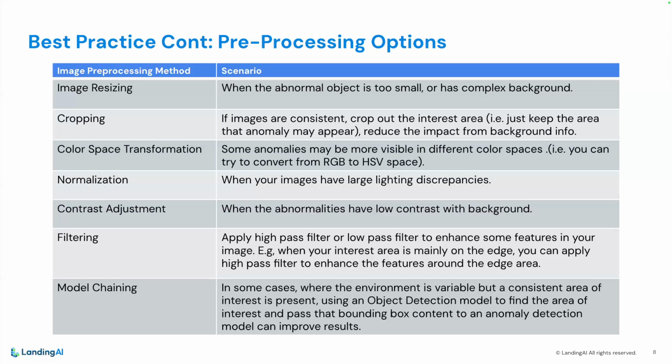If there's lighting, you may want to do some normalization across your data set, or look at bringing in lighting, adjusting for contrast or filtering. If you have a variable environment where the image capture is not consistent, you can use an object detection model developed in LandingLens to find that area of interest and then pass the bounding box contents to that anomaly detection model.